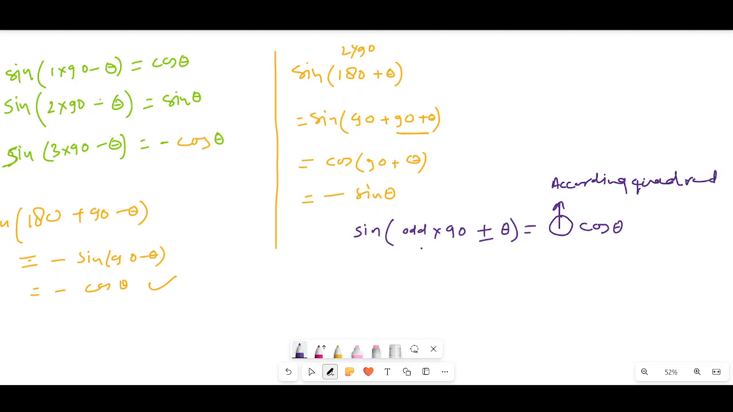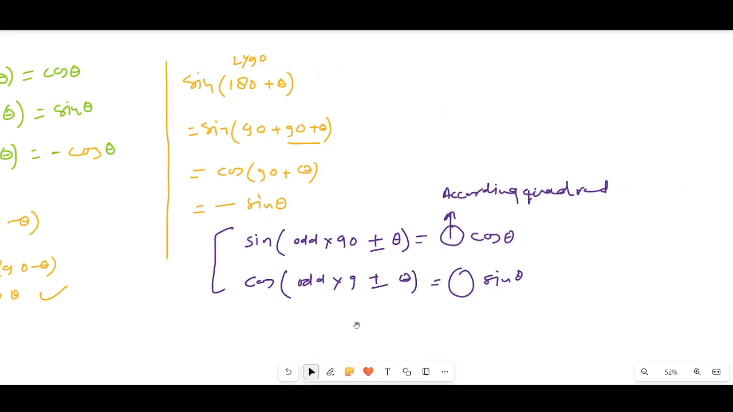Clear? Now for cos, the same thing: odd number into 90 plus or minus theta. Clear? It will become sine, and the sign will be according to the quadrant. Then very easily we can find all the angles on the basis of the given information if you learn it. Clear?